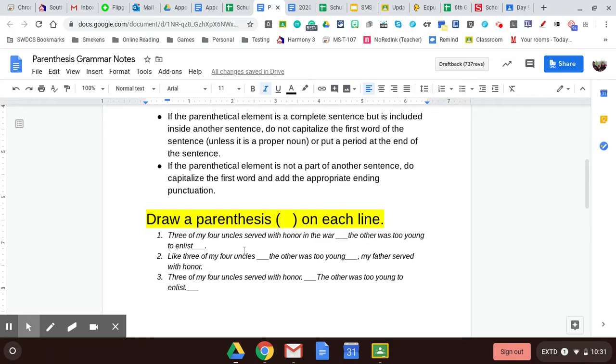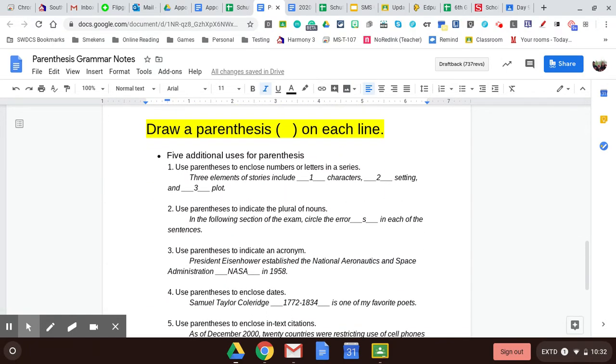Okay, you're going to figure out where the parentheses would be around which parts. 3 of my 4 uncles served with honor in the war. The other was too young to enlist. What part should be in parentheses? Like, 3 of my 4 uncles, the other was too young. My father served with honor. Where would be the parentheses? 3 of my 4 uncles served with honor. The other was too young to enlist. Which part would be surrounded with parentheses?